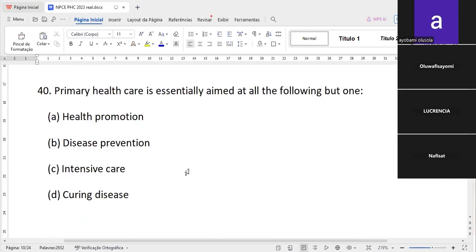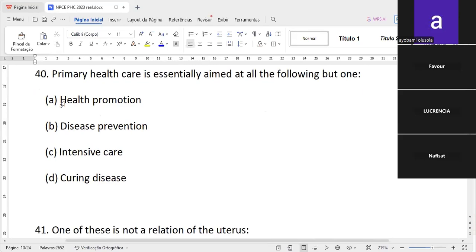Primary health care is essentially aimed at all the following, but it's not intensive care. Intensive care is for tertiary health care. If they say someone is in the ICU, intensive care unit, the person is probably on life support, and you know that they don't have that kind of facility in primary health care.